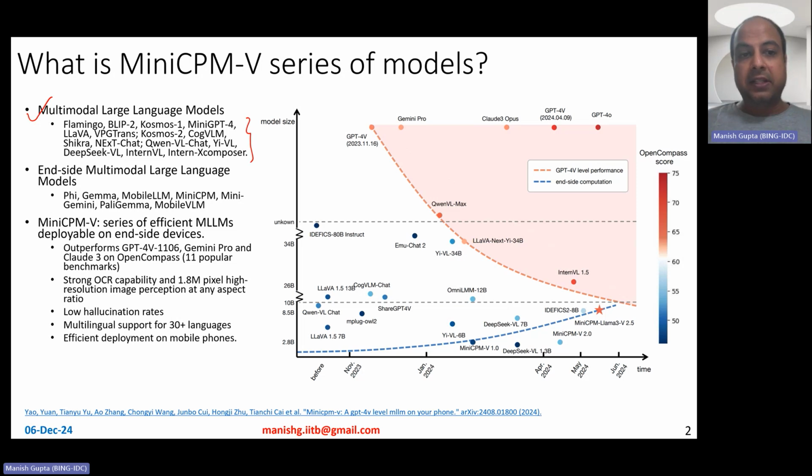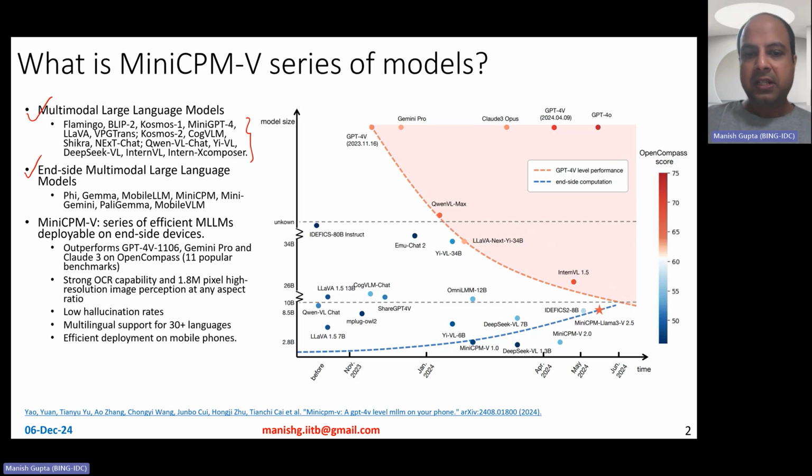Now, they could be large in size, but over time, what has also happened is that people have been trying to come up with smaller and smaller models which can be deployed on edge devices. For example, the Phi model, Gemma model, MobileLLM, MobileVLM, MiniCPM, which is what we are going to discuss, the visual version, Mini-Gemini, PaliGemma, and so on. So these are models which can actually be deployed on edge devices.